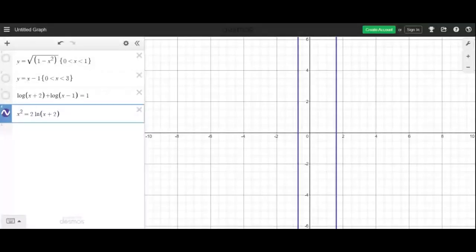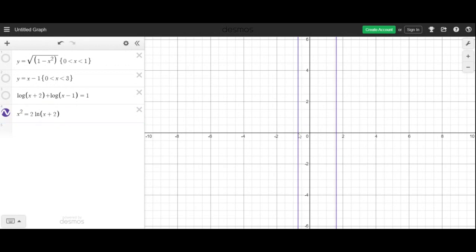All right, so there's what the graph looks like for x squared equals 2 times the natural log of x plus 2. And so what are we looking for then if I'm looking for my solutions? Okay, good. We need to find out where the x-intercepts are, right? Where does it cross the x-axis? And so again, in Desmos, that's pretty easy to do just by clicking on those points. Well, I say that, but for some reason it's not allowing me to do that.